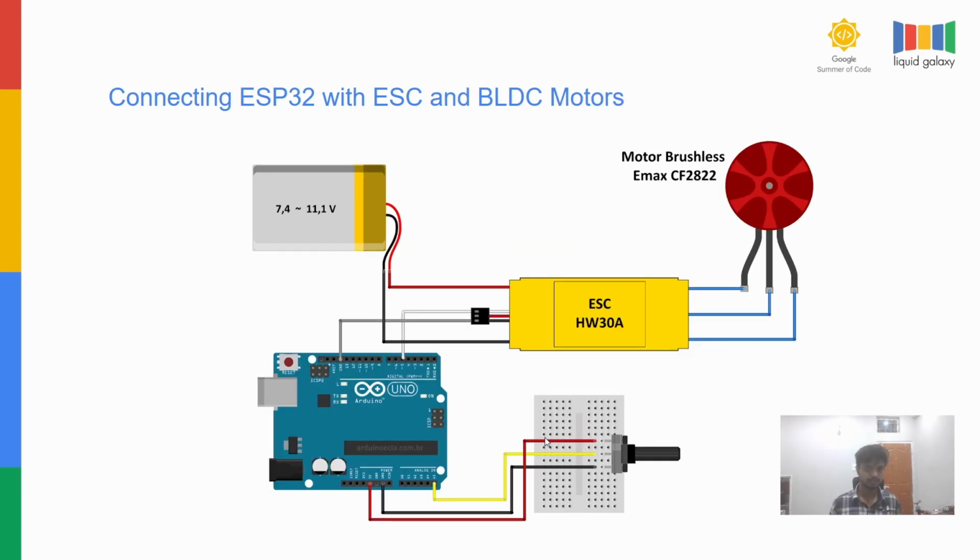Connecting ESP32 with ESC and BLDC. So the ESP32 is then connected to the ESC controllers. These ESC controllers are mostly used to give the accurate power to the motor so that it rotates at the specified power that it should.